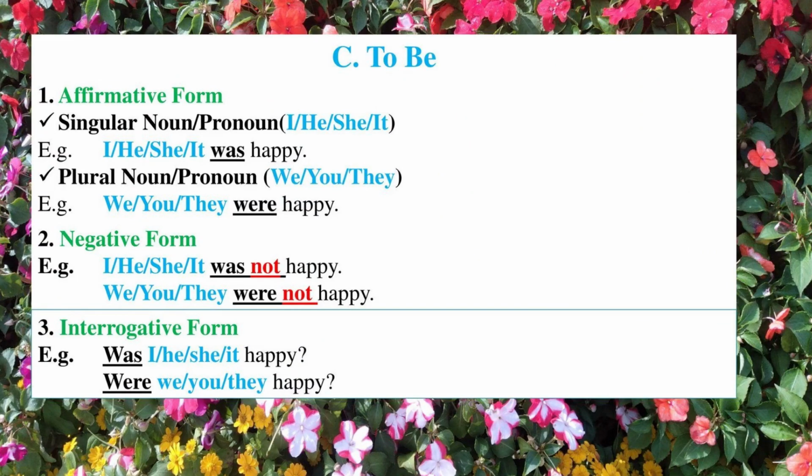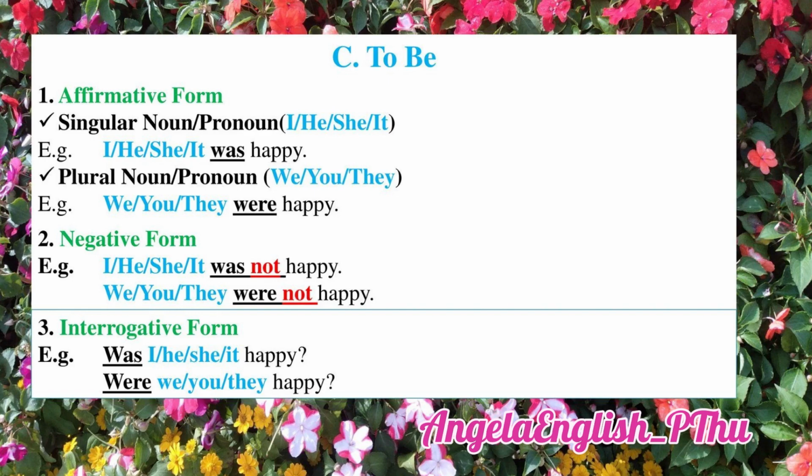1. Affirmative form. Singular noun or pronoun: I, he, she, it. For example, I, he, she, it was happy. Plural noun or pronoun: we, you, they. For example, we, you, they were happy.